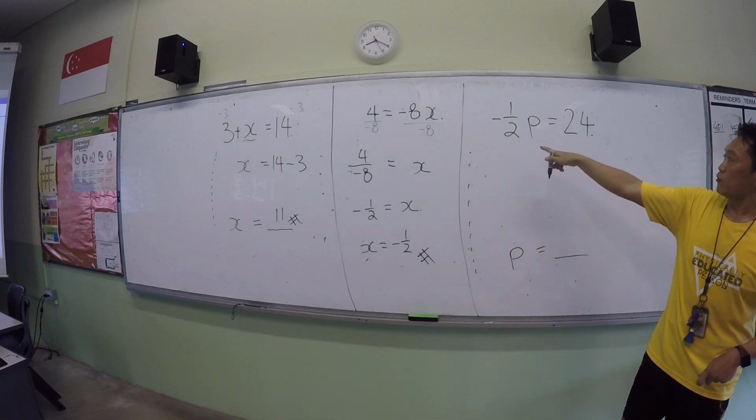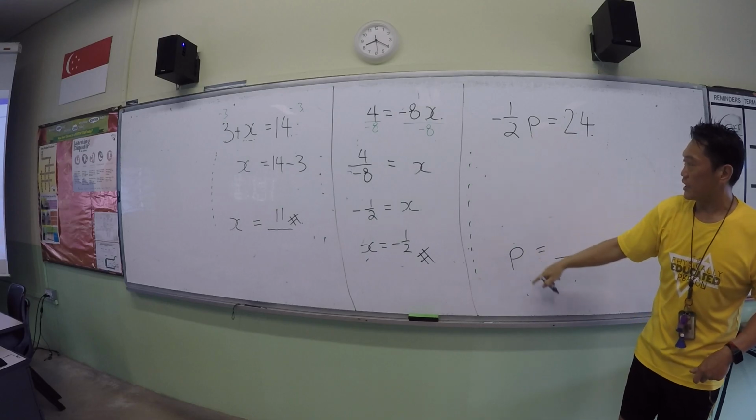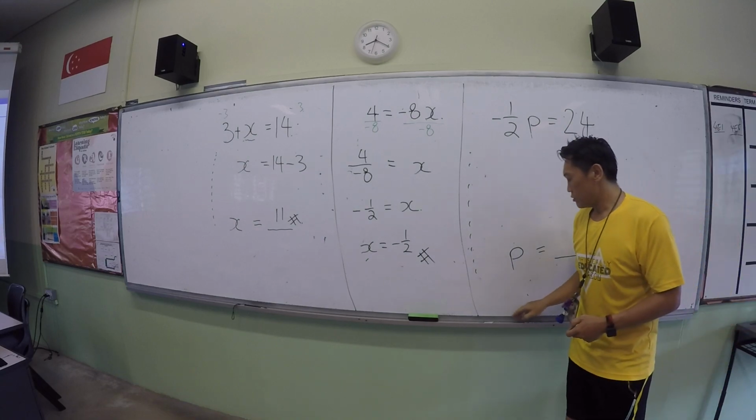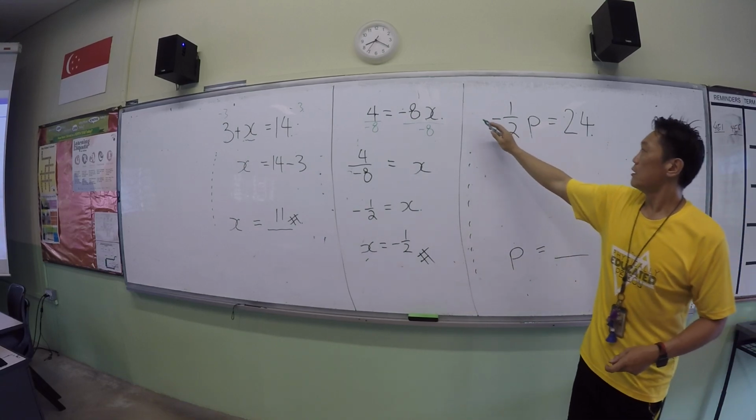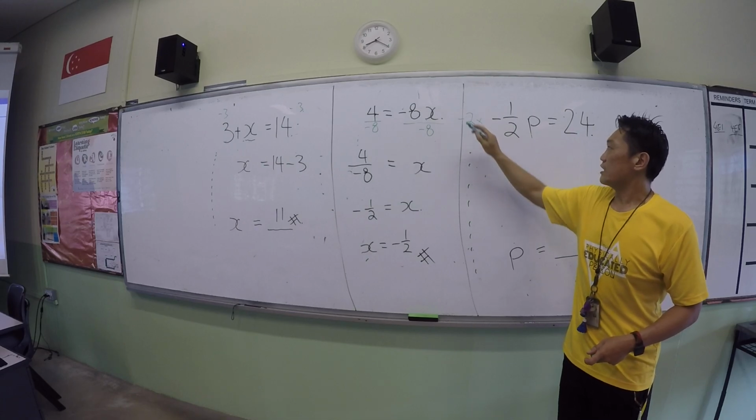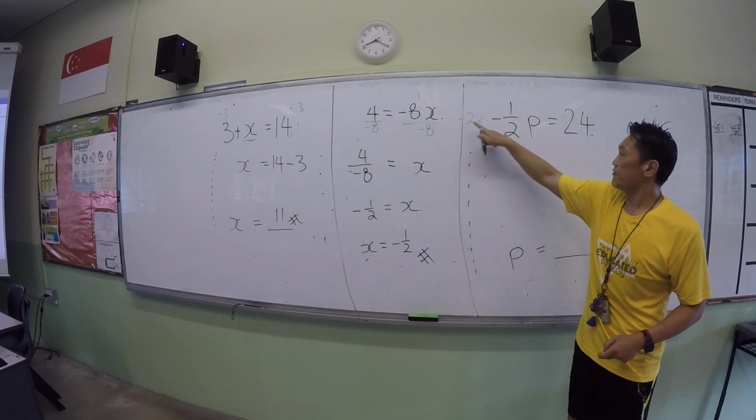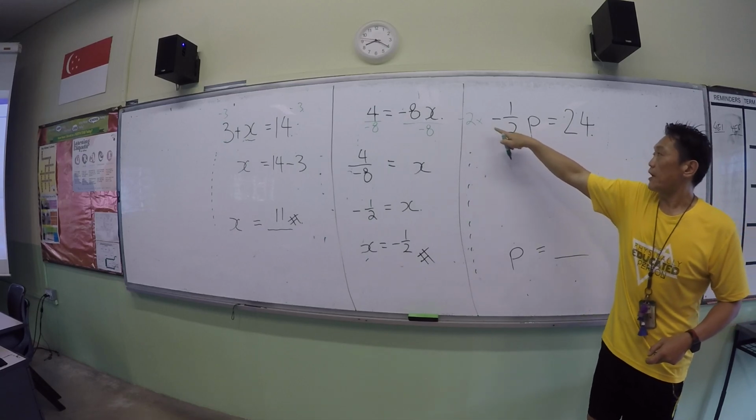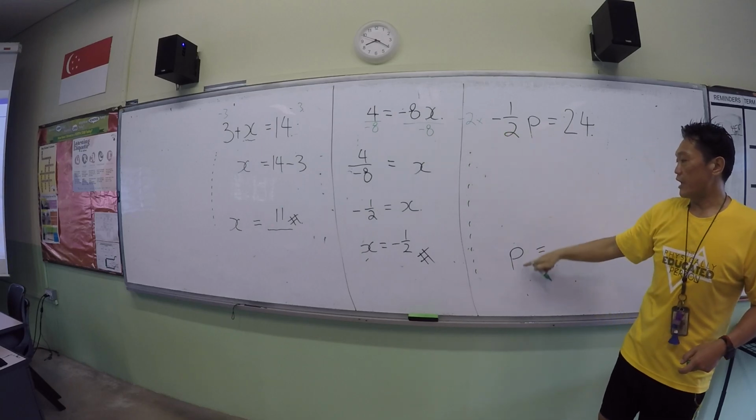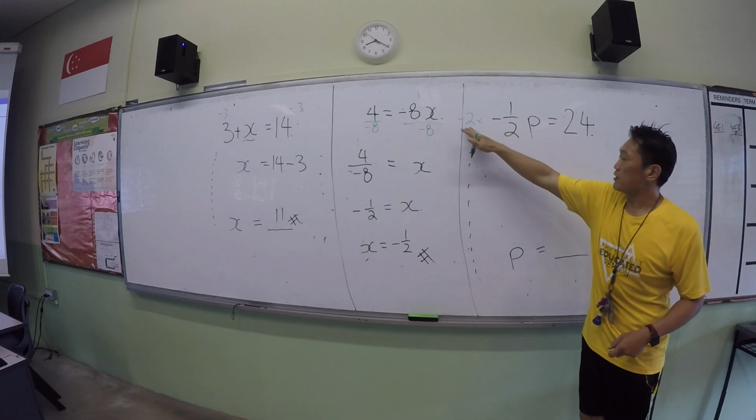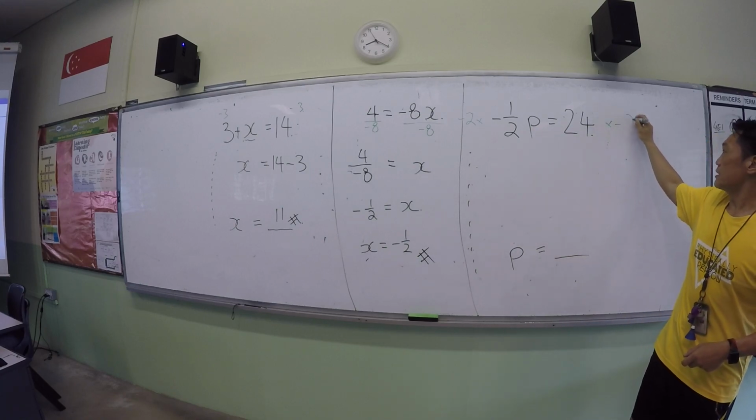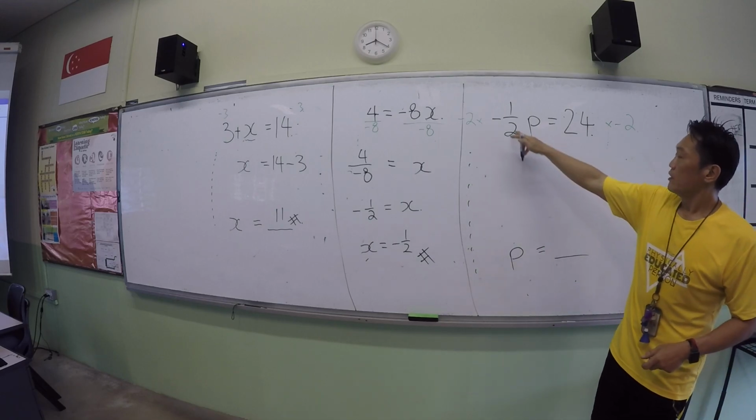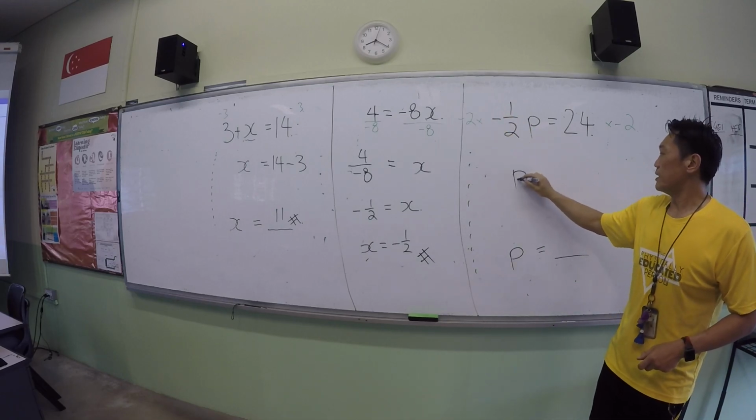Okay? So from negative half p to become p, just looking at the left hand side, I will need to multiply by negative 2. Because negative times negative become positive. 2 divided by 2 will become 1. Then I will get 1p. But because I multiply by negative 2, I must do the same thing on the right hand side. Which is why my next step, negative half disappears, becomes p.